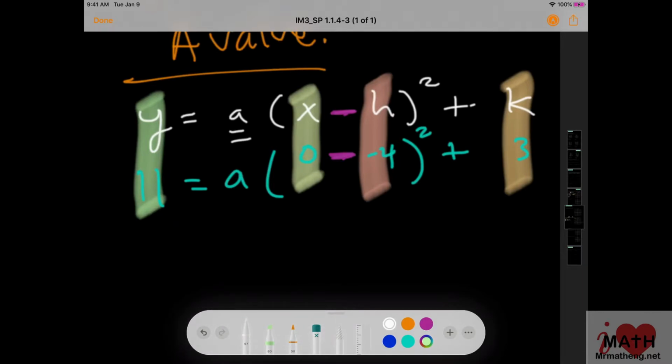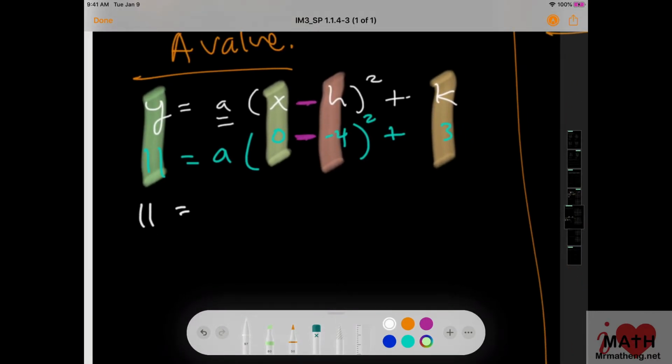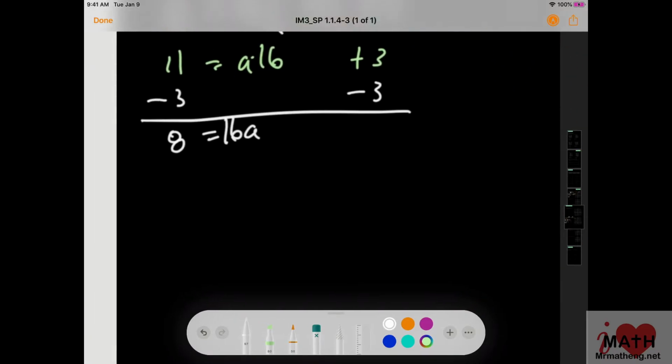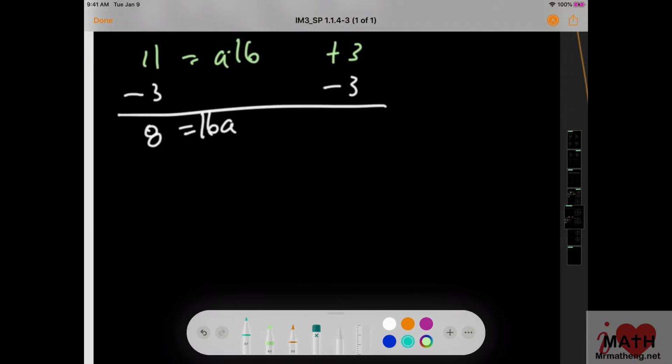All right, let's go ahead and simplify here. Now I have 11 equals a times (0 minus negative 4) squared plus 3. 0 minus negative 4 is the opposite of negative 4, so it's really 0 plus 4, which is 4. Then we simplify that. 11 equals a, 4 squared is 16, so it looks kind of weird, but remember it's a times 16. Then we're just solving. I'm going to subtract 3 and get 8 equals 16a. If you want to, you can put that 16 in front, students like that better. And then we're going to divide by 16.